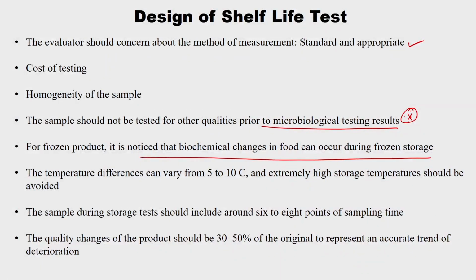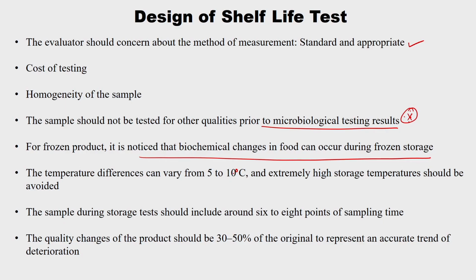For frozen product, it is noticed that biochemical changes in the food can occur during frozen storage, and the temperature differences can vary from 5 to 10 degrees centigrade, and extremely high storage temperatures should be avoided. Actually, if we go for a temperature difference, the del T should be 5 to 10 degrees centigrade, and extreme storage temperature beyond 38 should be avoided. And we have already seen, because that is the temperature at which thermophilic bacteria can survive.